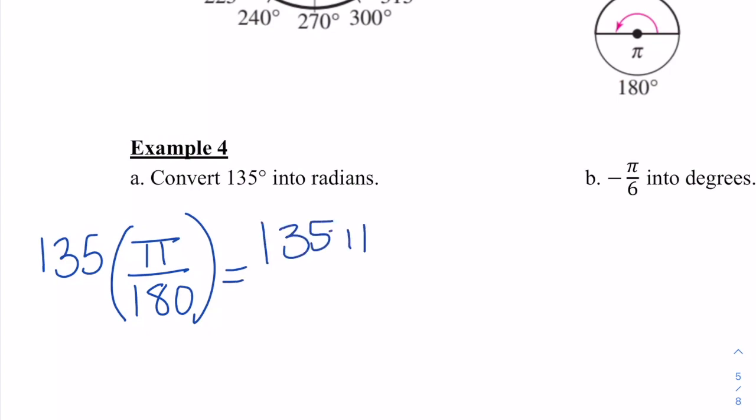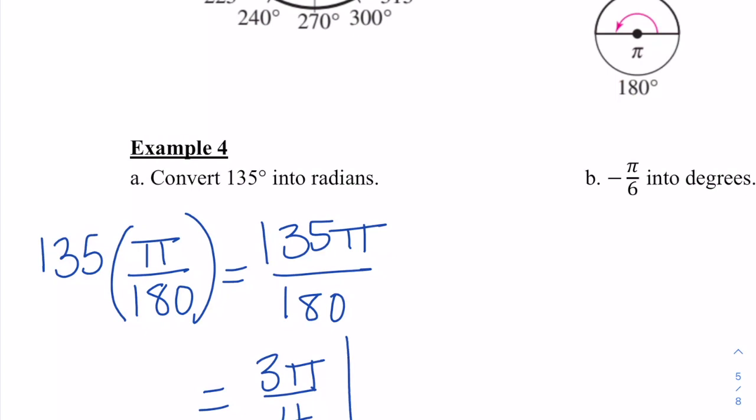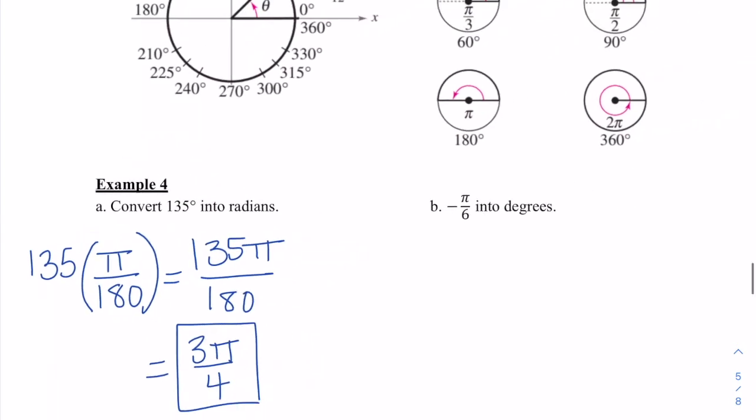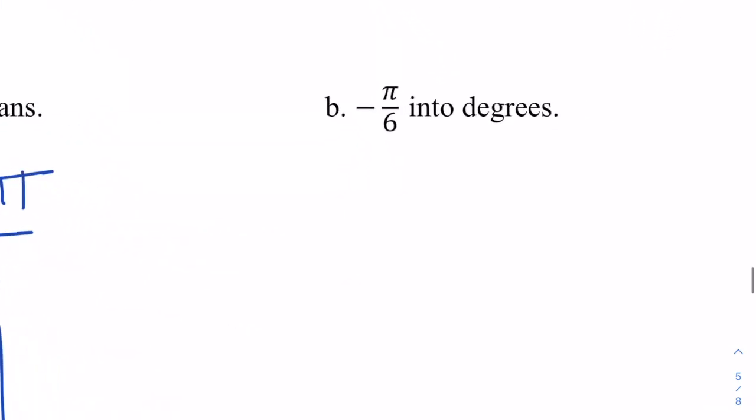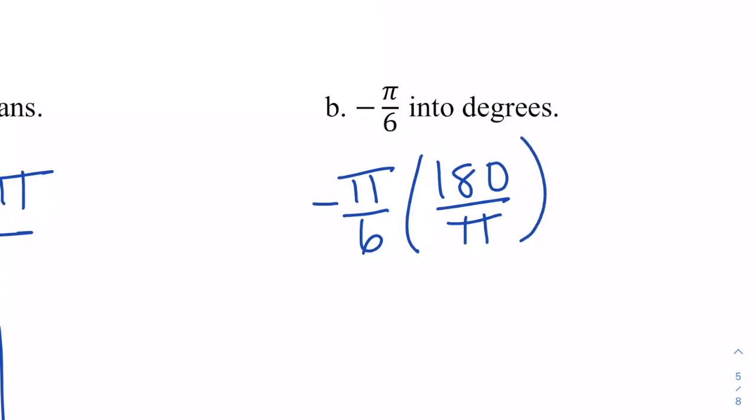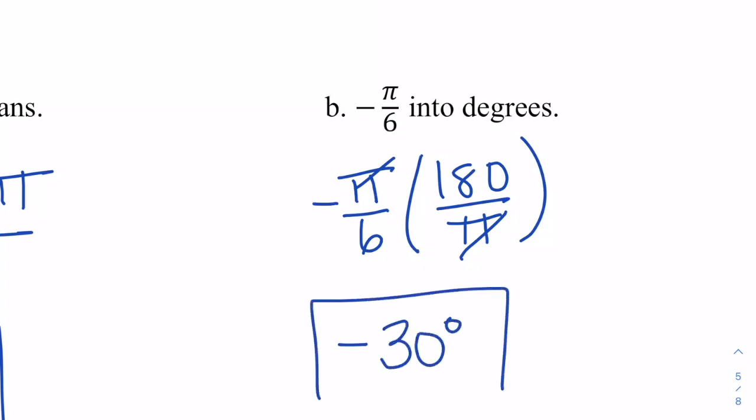And I'll write this out, but we know that these two numbers can reduce. They can be divided by 45. So this reduces to 3 pi over 4. And you could put radians. I'm going to assume that it is radians, otherwise just make sure you write the degrees. So negative pi over 6, changing that into degrees, we'll multiply that by 180 over pi, and the pi's will cancel out, and we'll have this equal to negative 30 degrees.